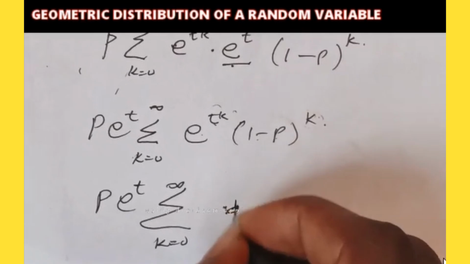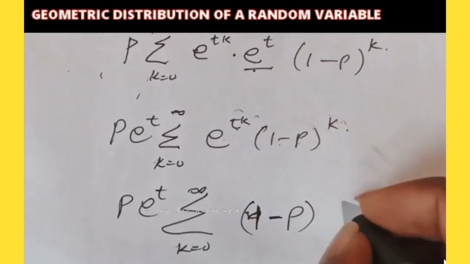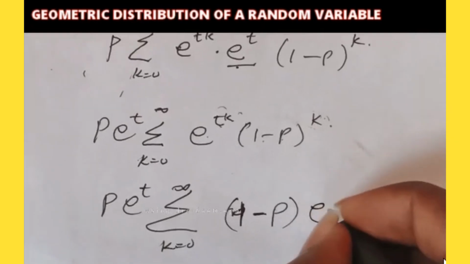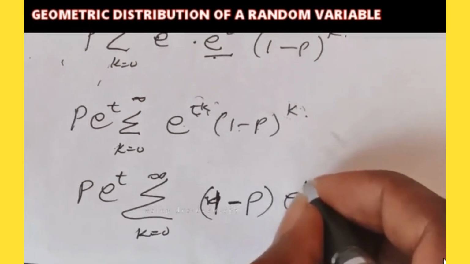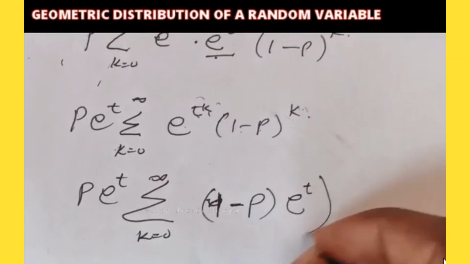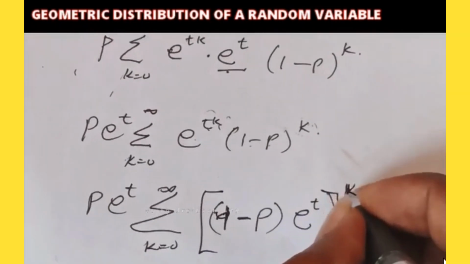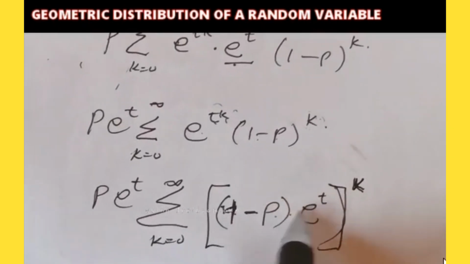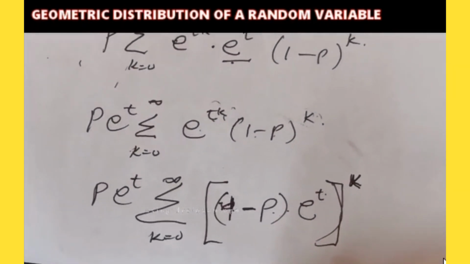Let me start with this one. 1 minus p multiplied by exponential raised to what? I want to factorize out this k, exponential raised to t, but everything is raised to k. So it is 1 minus p exponential raised to t, but everything is raised to k.